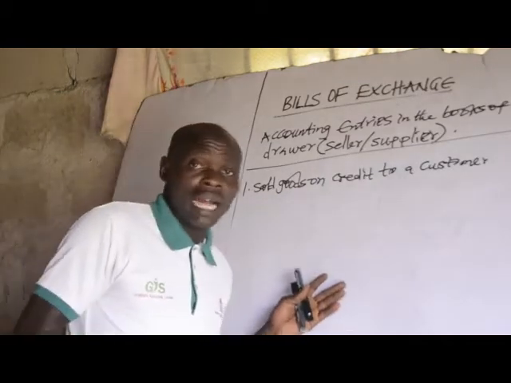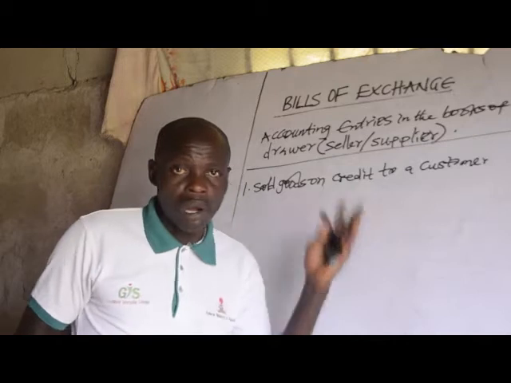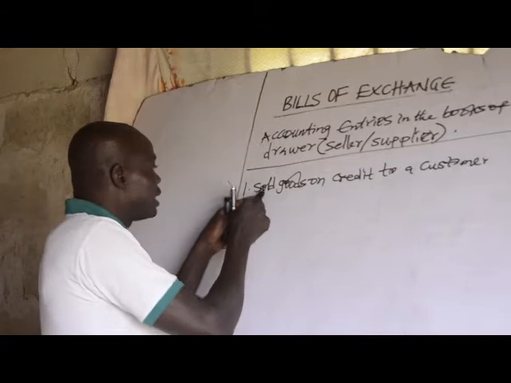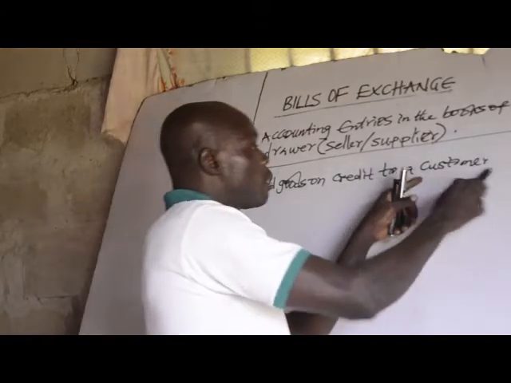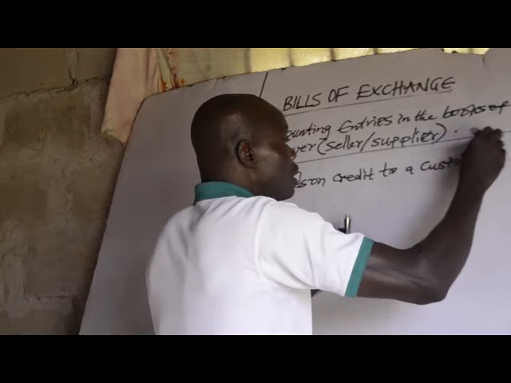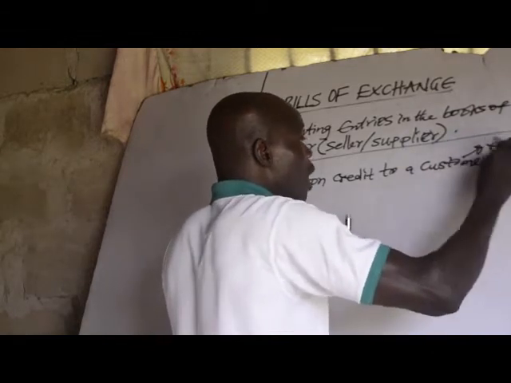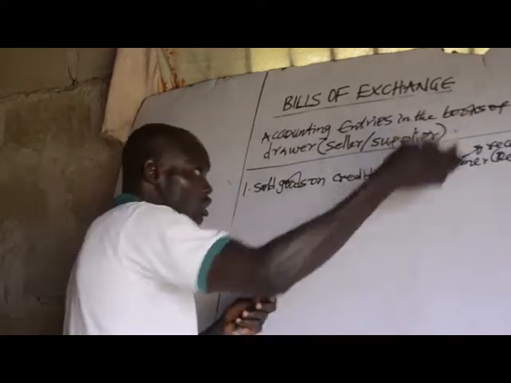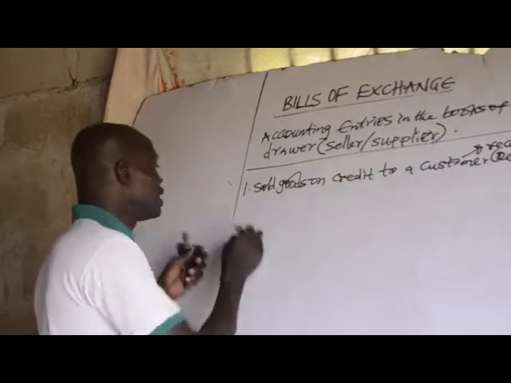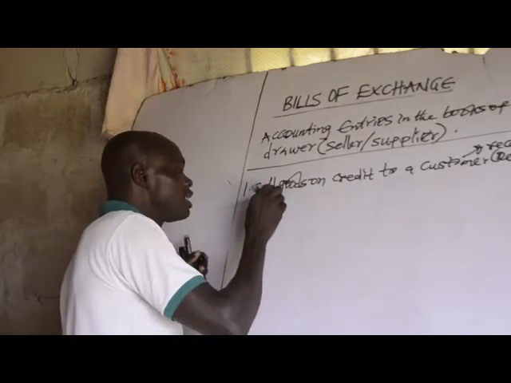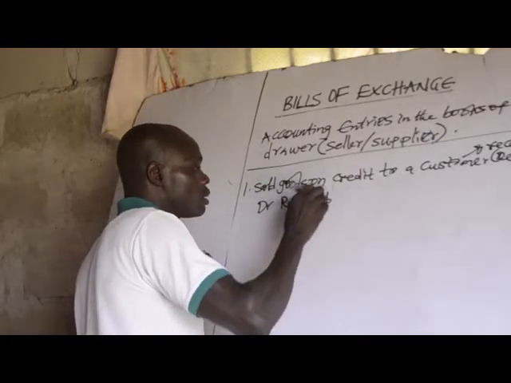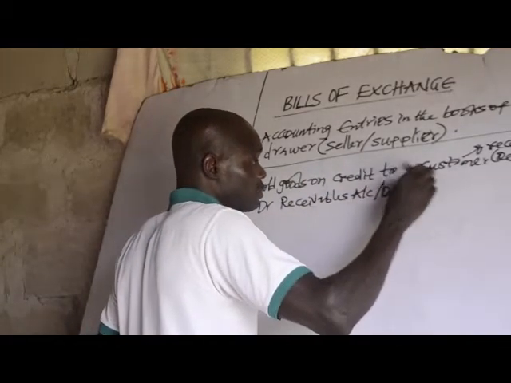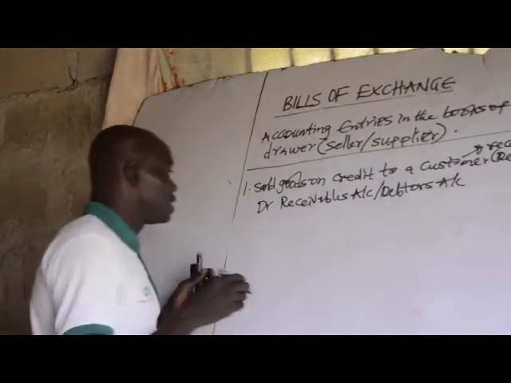The left hand side of an account is called the debit side, while the right hand side is called the credit side. So in this case, where goods are sold on credit, the sales account will be credited. Sales is the giver, while the customer is the receiver. You can call it the receivables account, or the debtors account. Customers are the debtors. In this case, we debit the receivables account, or debtors account.